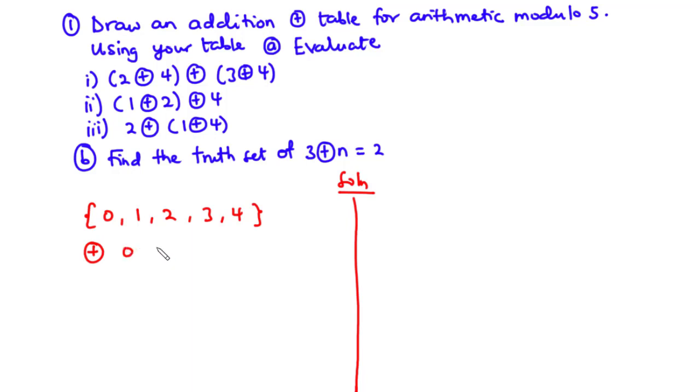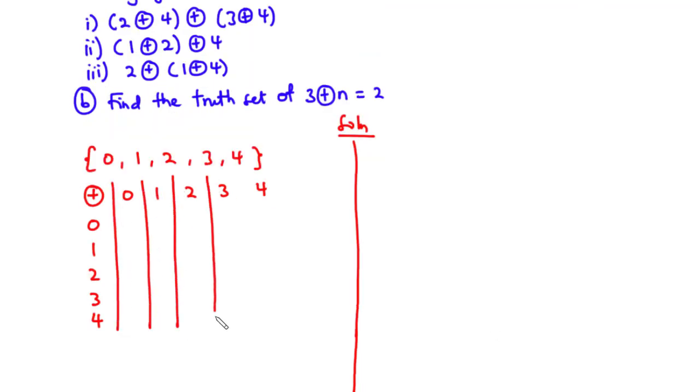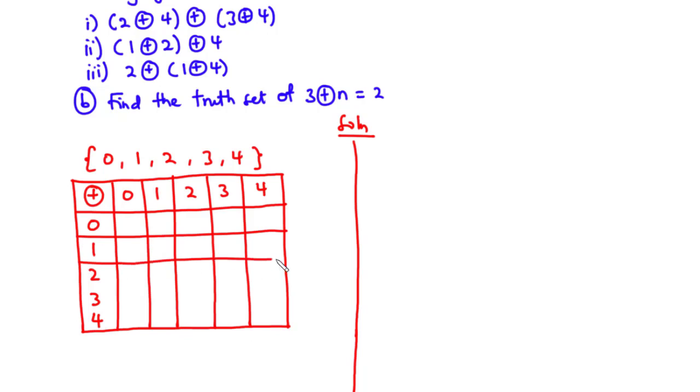So we have 0, 1, 2, 3, and 4 across the top, and 0, 1, 2, 3, and 4 down the side. So we've been able to construct the addition table. Now let's fill out the table. 0 plus 0 is 0. 0 plus 1 is 1. 0 plus 2 is 2. 0 plus 3 is 3. 0 plus 4 is 4. 1 plus 0 is 1. 1 plus 1 is 2. 1 plus 2 is 3. 1 plus 3 is 4. And then 1 plus 4 is 5.